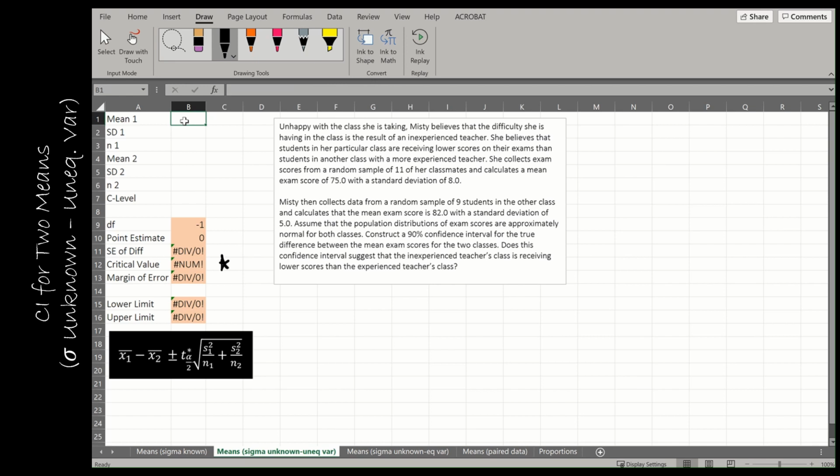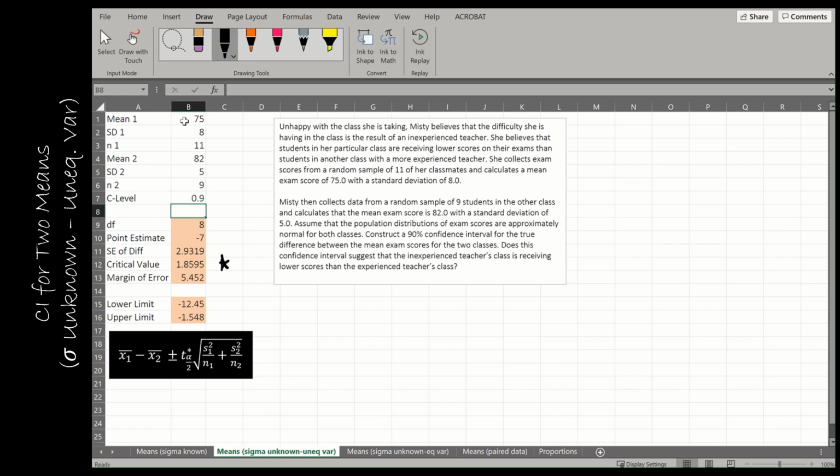So Misty is taking a class. She thinks it's all the teacher's fault that she's not doing as well as she should, which we all think that way, right? So she collects exam scores from people in her own class, and there's 11 people that she collected scores from, so that's N1. The mean for her class was 75, so that's mean 1. The standard deviation for her class is 8. Then she talked to people from another class with a more experienced teacher, and there were 9 people that shared their scores with her, and the scores had a mean of 82 and a standard deviation of 5. She wants to create a 90% interval, so 0.9.